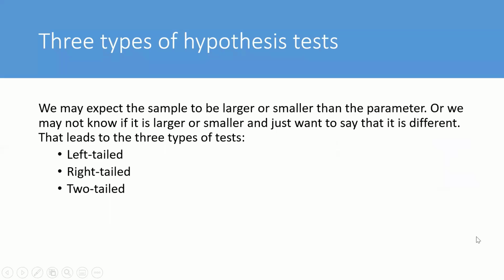There are 3 types of hypothesis tests. We may expect the sample to be larger or smaller than the parameter, or we may not know if it's larger or smaller, and we just want to say it's different. And that leads to 3 types of tests: a left-tailed, a right-tailed, or a two-tailed.